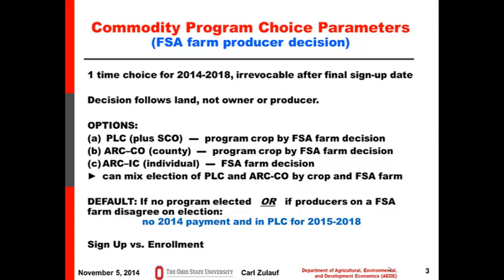And then finally, please note that there's a distinction between sign-up and enrollment. What we're talking about here is sign-up. What sign-up really does is reserve your right to then enroll in the program. So just because you have signed up for ARC-CO does not mean that you are in the program for ARC-CO for a given year. You must subsequently enroll in the program for that year.